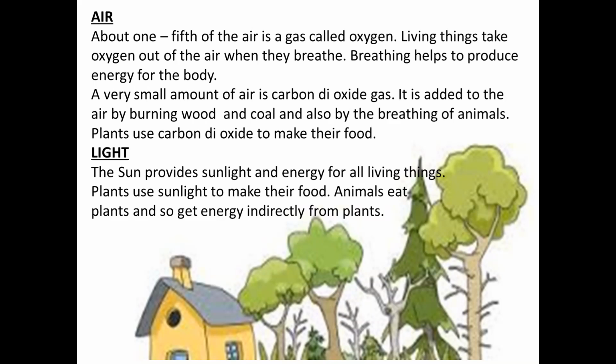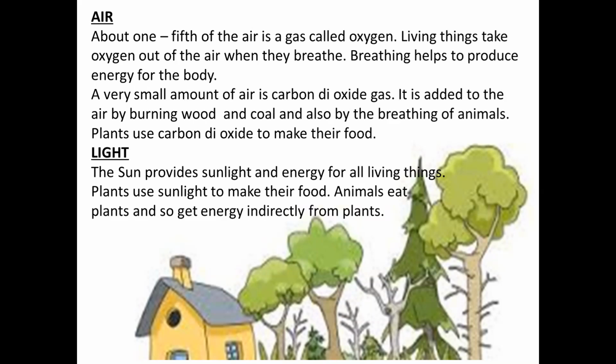A very small amount of air is carbon dioxide gas, and all of you know that carbon dioxide is a type of waste gas for humans. We take in oxygen, but we take out carbon dioxide. What are the sources of carbon dioxide? It is added to the air by burning wood and coal, and also by the breathing of animals.